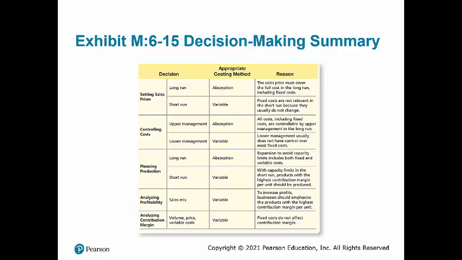In controlling cost, upper management will usually use absorption costing because they will be making more long-term decisions. However, lower management should only use variable costing because normally they can't control fixed cost. In analyzing profitability, determining sales mix, and analyzing contribution margin, variable costing provides the best information. And that is the conclusion of the demonstration for Learning Objective 3.